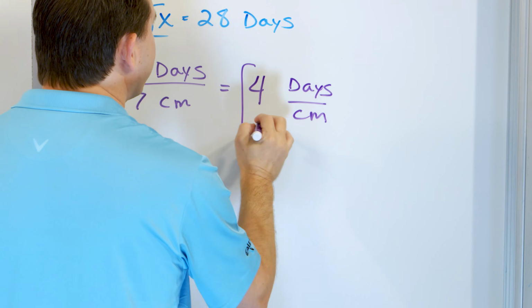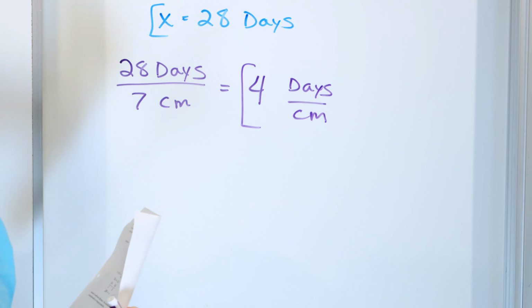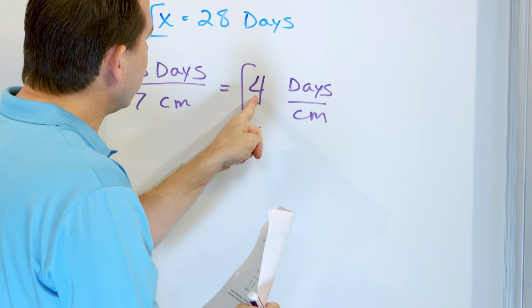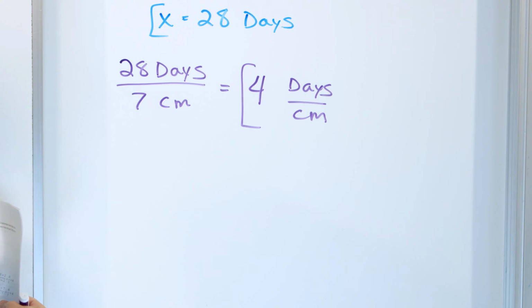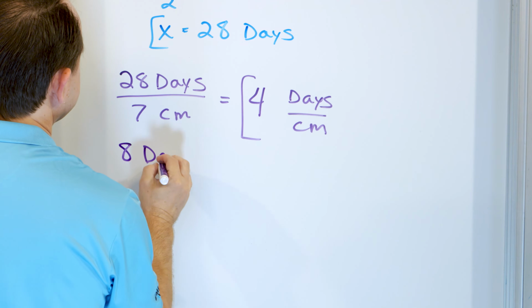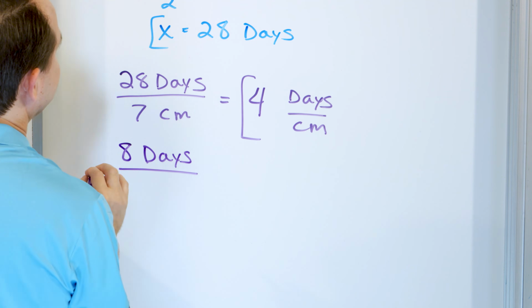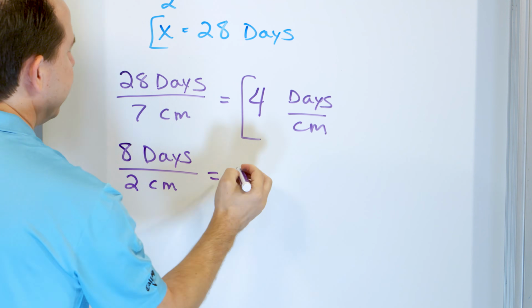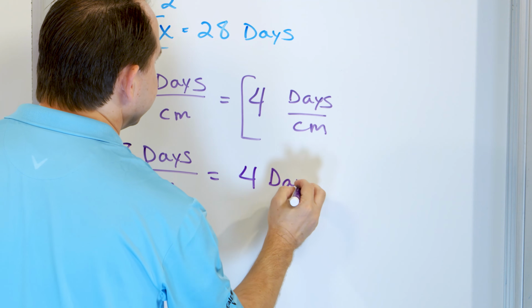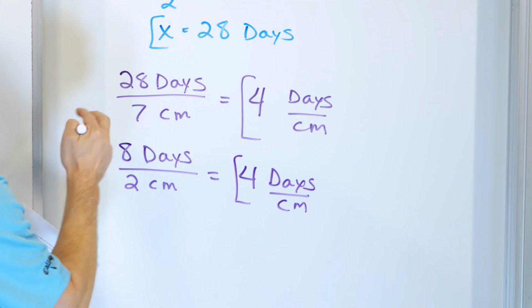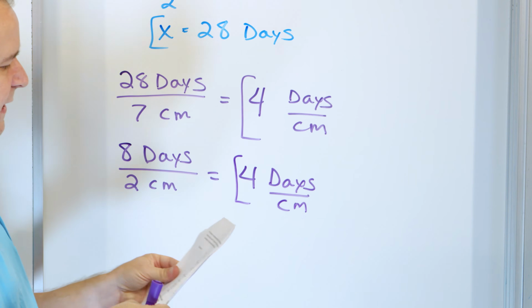This is the constant of proportionality, right? Because we know it takes 28 days for every 7 centimeters. The simplified form of this is 4 days for every 1 centimeter. Now let's calculate the same thing using the original data we have. We know 8 days. For 8 days of evaporation, you only get 2 centimeters of water evaporated. You divide these, you get 4, again, days per centimeter. Just like this. So again, you should get the same constant of proportionality.